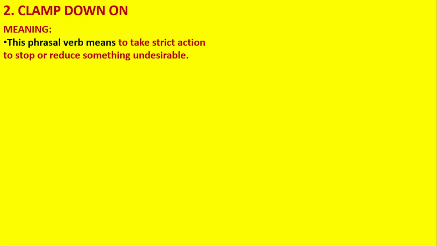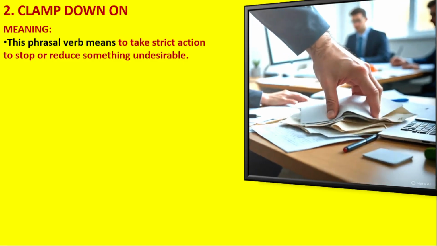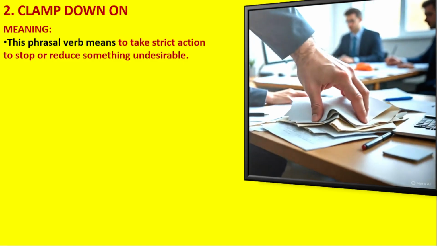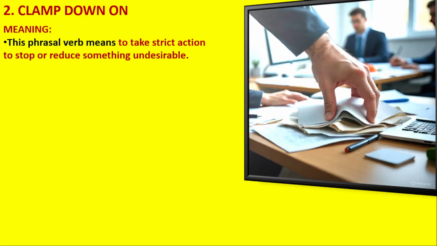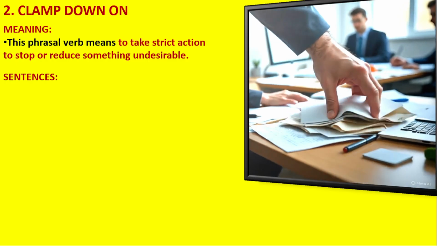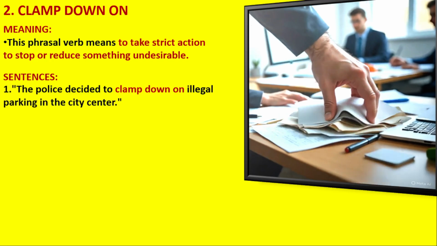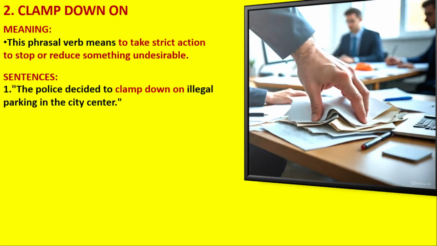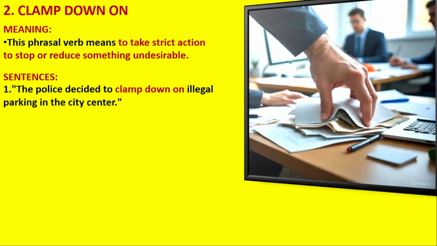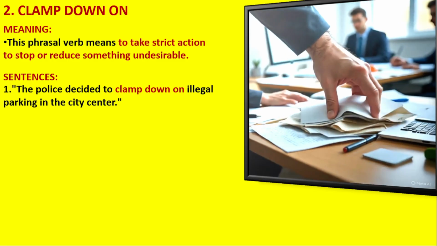Let's look at an image to make it clearer. This image shows forceful control. It highlights clamp down on. Now, let's look at some sentences to understand it better. The police decided to clamp down on illegal parking in the city center. This means they will take strict measures to stop illegal parking.